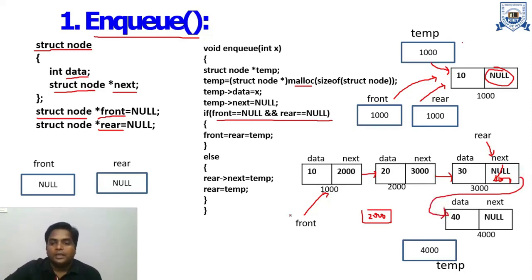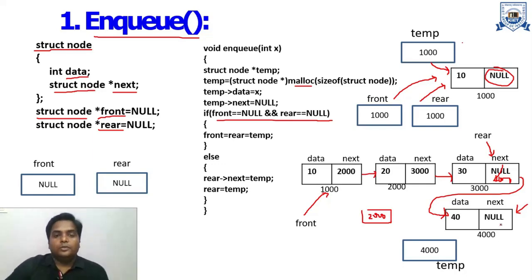Okay, and what we do, we just increase the value of rear, that is rear is equal to temp. So now what is the value of rear? Rear is equal to temp, that is rear is equal to 4000. Now rear is pointing to this particular node.